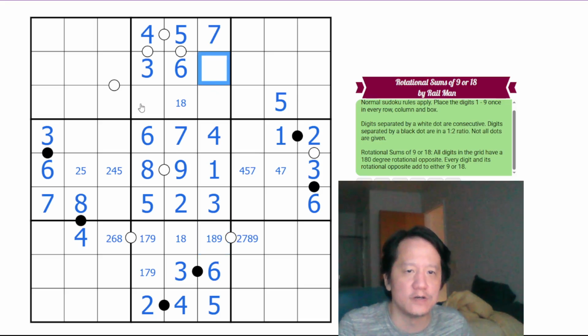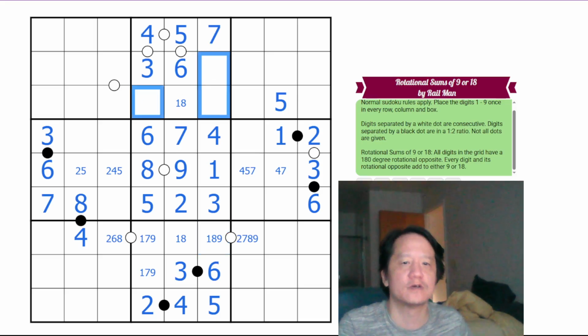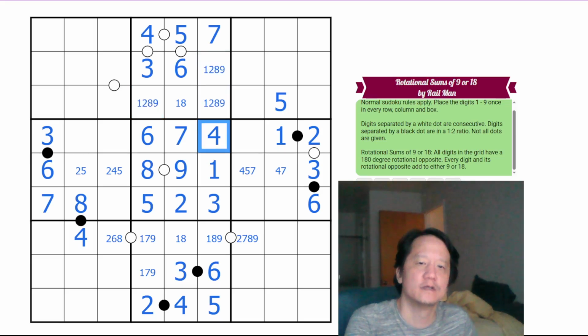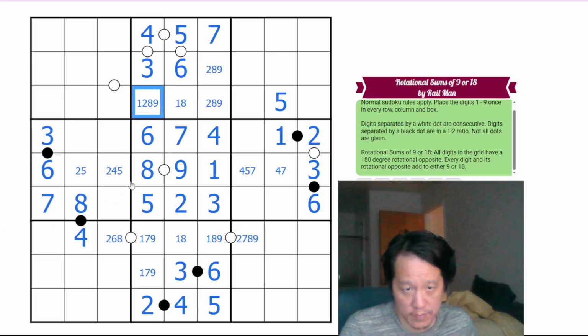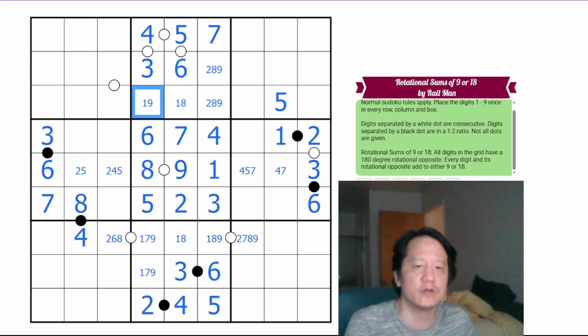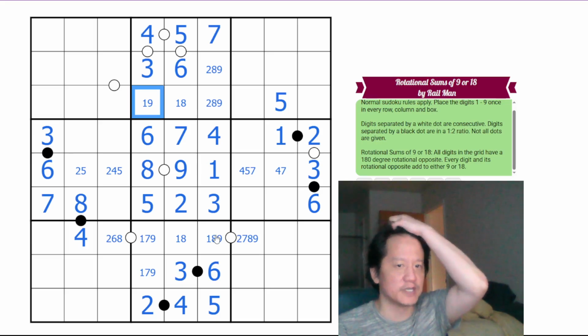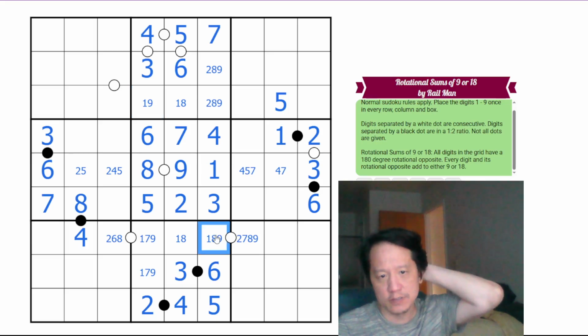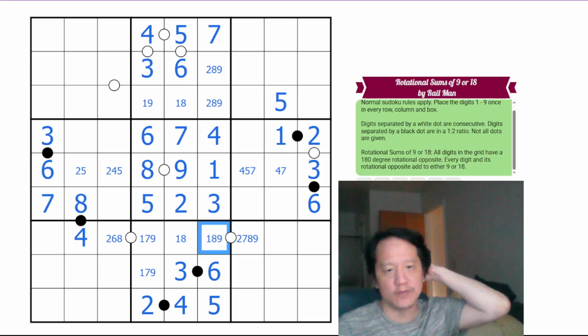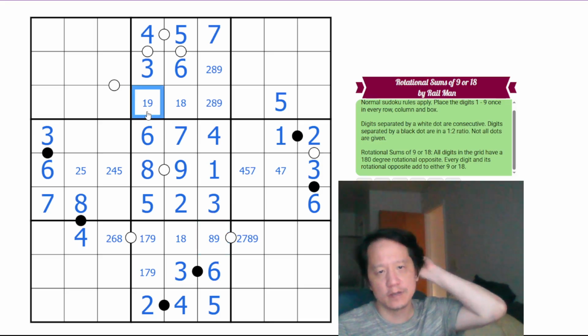Remaining digits of this upper central box are 1, 2, 8, 9. 1 cannot be any of these digits. And 8 can't be here. 2 can't be here. So 1 and 9. If this were 9, it has to add up to 18 because it can't add up to 9 with another digit. And if this is 1, it would have to have an 8 or 9 here to add up to 9.